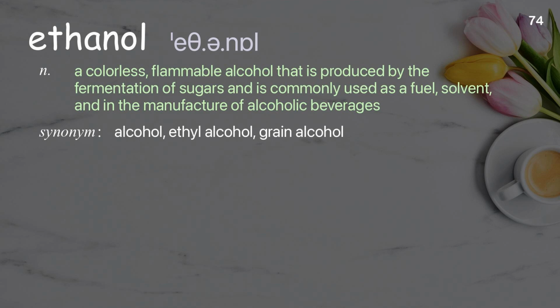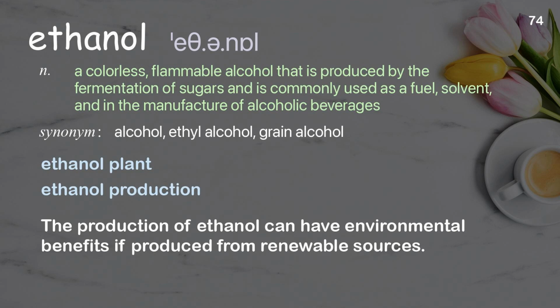Ethanol. A colorless, flammable alcohol that is produced by the fermentation of sugars and is commonly used as a fuel, solvent, and in the manufacture of alcoholic beverages. Examples: ethanol plant. Ethanol production. The production of ethanol can have environmental benefits if produced from renewable sources.